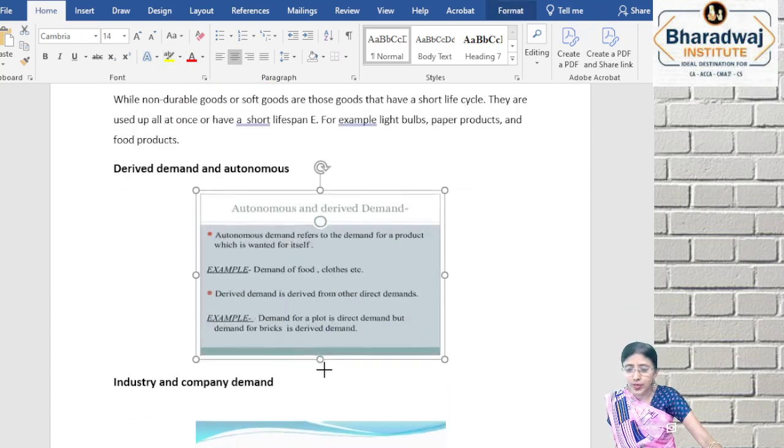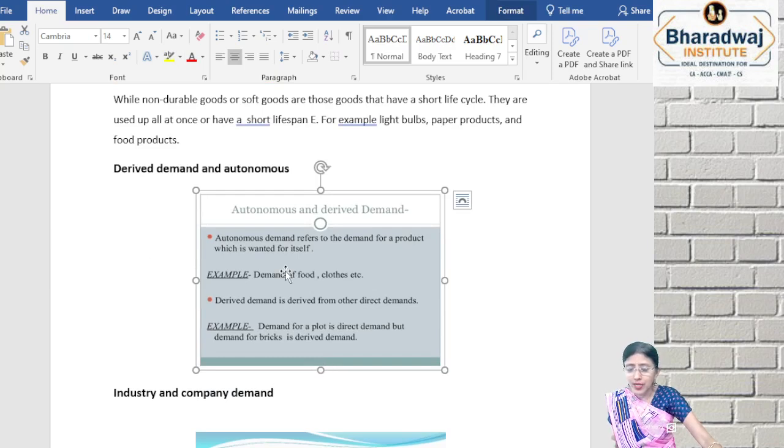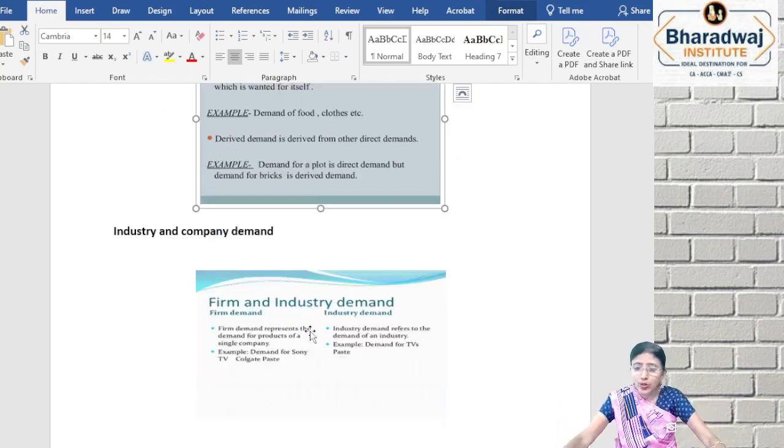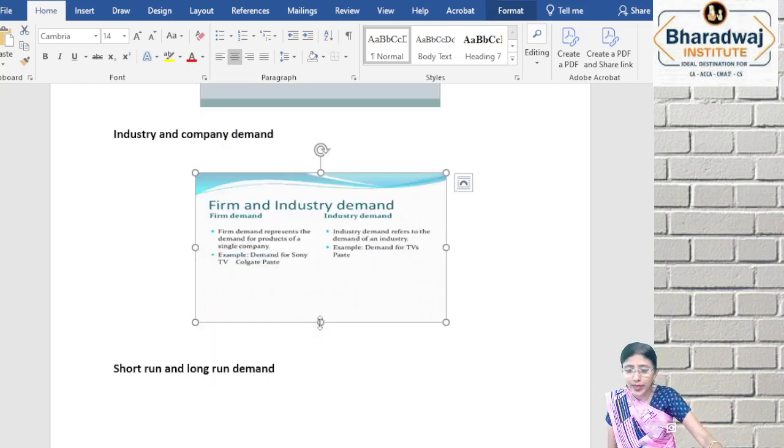Derived demand and autonomous demand. Derived demand means the product has no demand for itself; it is derived. For example, demand for these windows has no use unless I have a building. So this is a derived demand. Autonomous demand is when I need this glass. Autonomous demand, right? Okay.